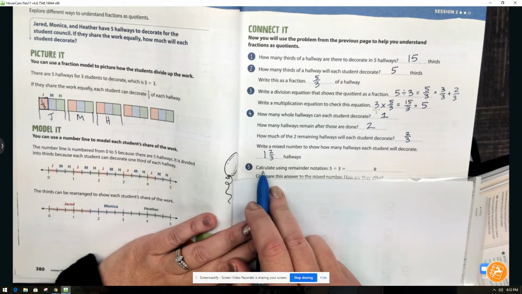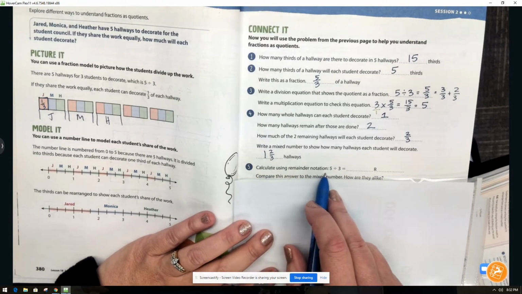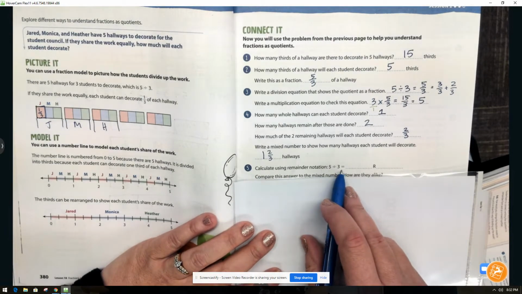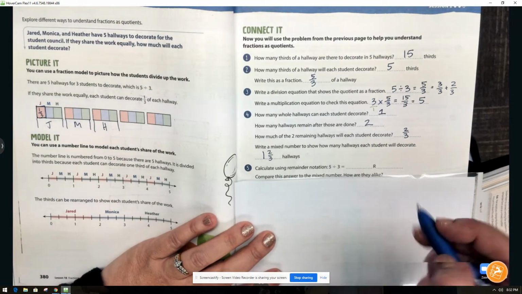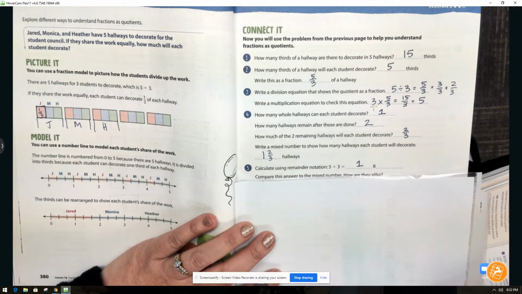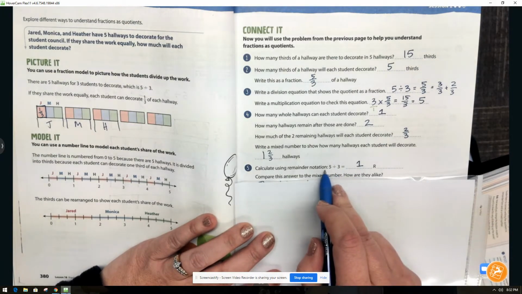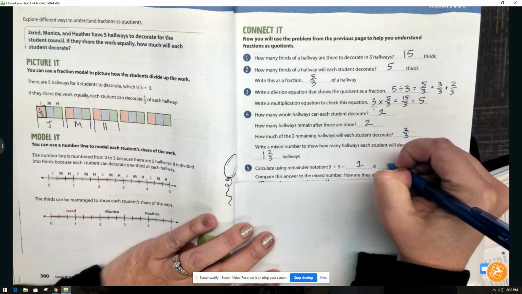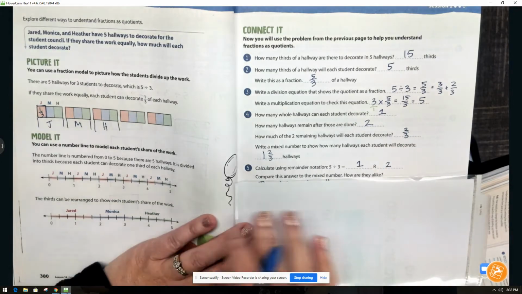So now we're going to calculate this remainder. So this is going to be kind of weird. So 5 divided by 3, we know that we have 1 hallway. And then because 3 goes into 5 one time, there's some that are left over. How many are left over? That's right, there's 2 parts left over.